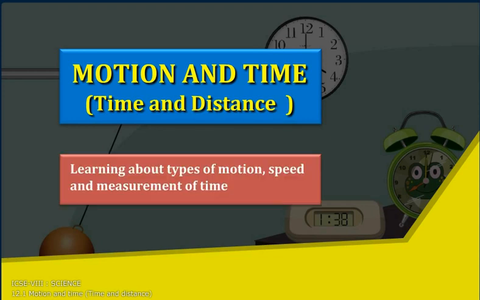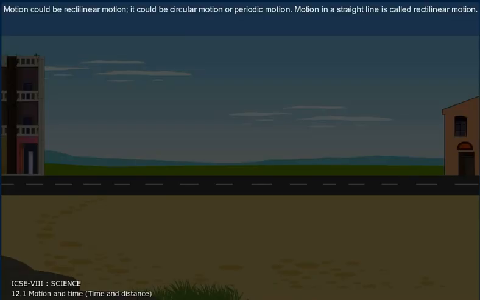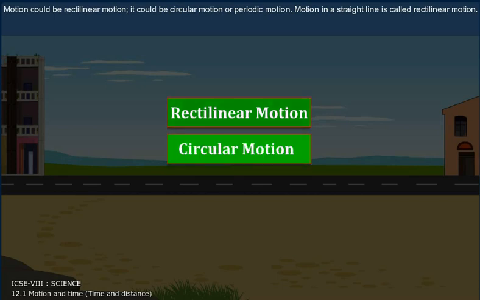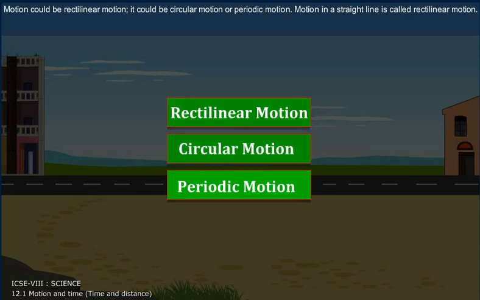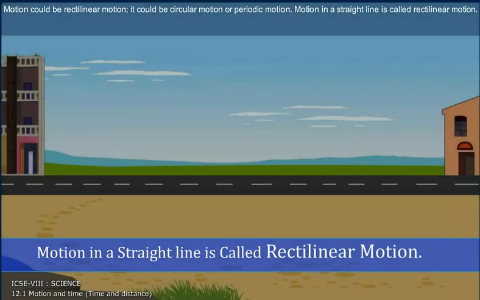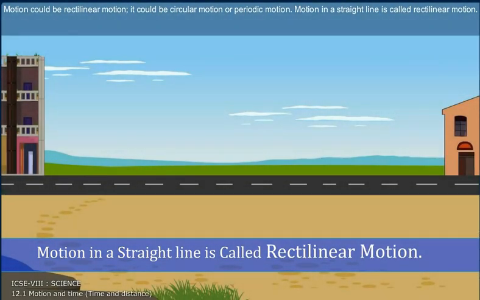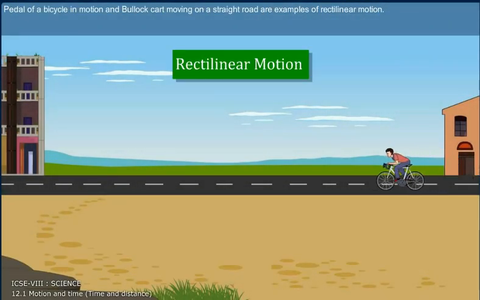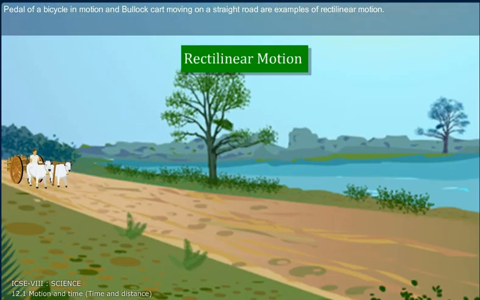Motion, learning about types of motion, speed, and measurement of time. Motion could be rectilinear motion. It could be circular motion or periodic motion. Motion in a straight line is called rectilinear motion. Pedal of a bicycle in motion and bullock cart moving on a straight road are examples of rectilinear motion.